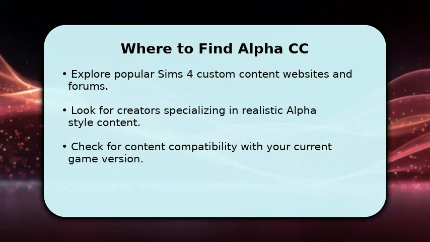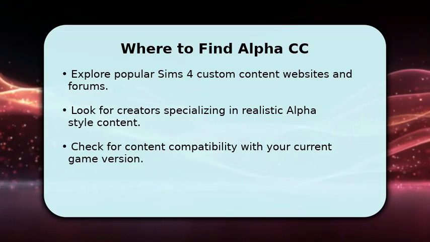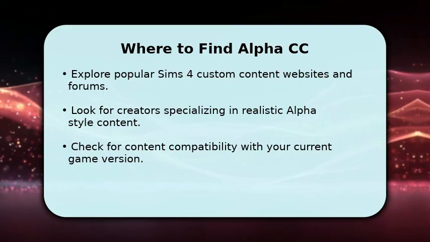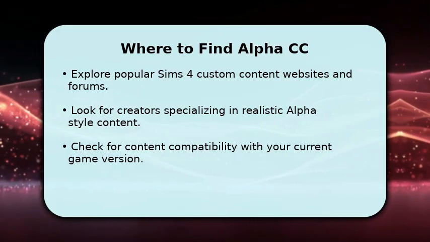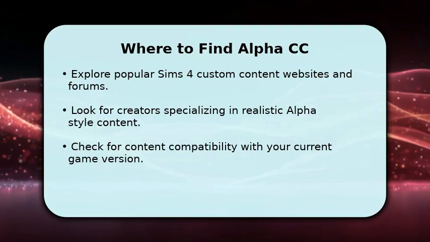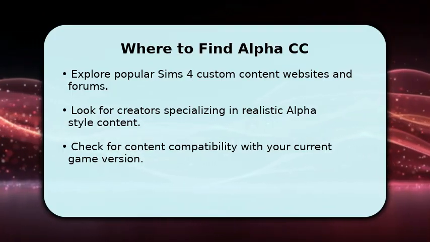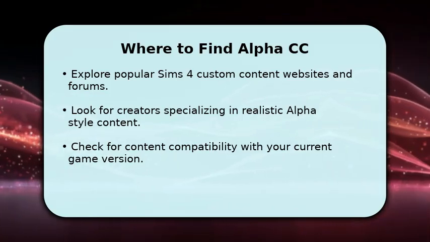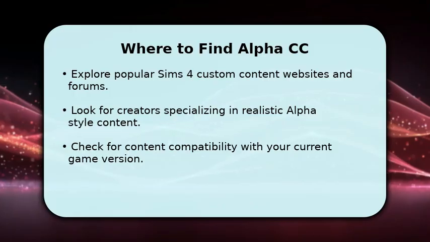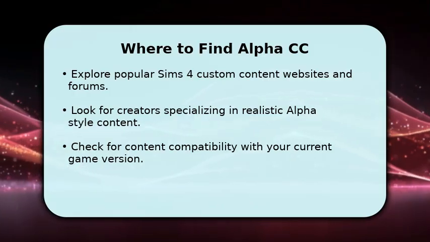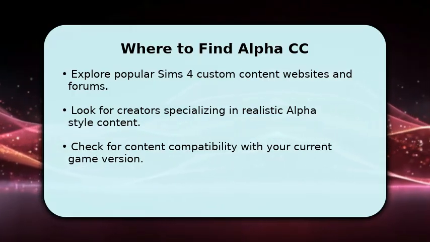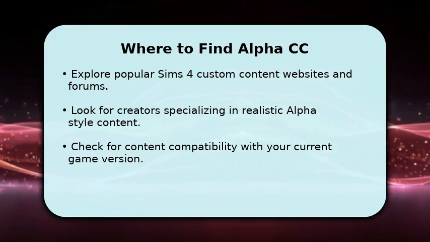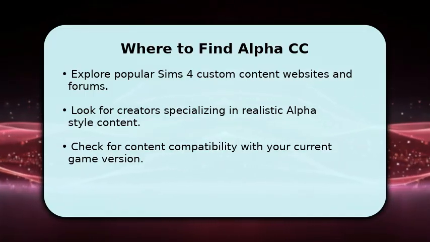Finding Alpha CC is exciting, and many creators share their work online. Popular platforms like Tumblr, Patreon, and dedicated Sims 4 CC websites are great starting points. Always prioritize trusted creators and read descriptions carefully to ensure the content is compatible with your game. Some content might be behind early access on Patreon, but often becomes free later. Remember to check for any specific installation notes from the creator.